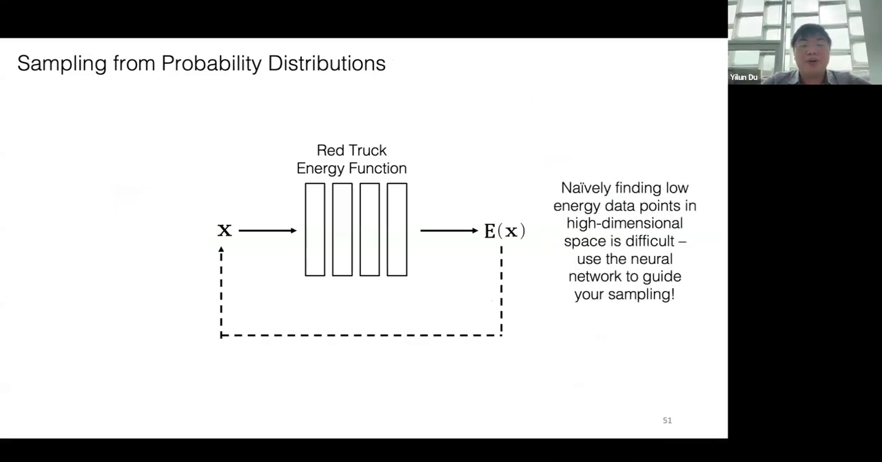So one idea to more effectively sample from the distribution is to use the neural network to help guide your sampling. You can use the gradient of the energy function to help you find your sample. Given a noisy sample, you can use a gradient descent step with respect to energy to help you find a slightly better sample.